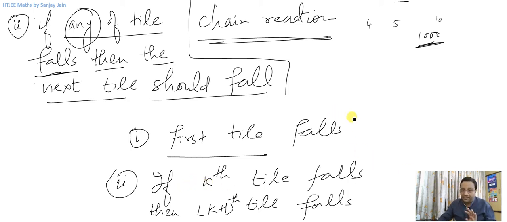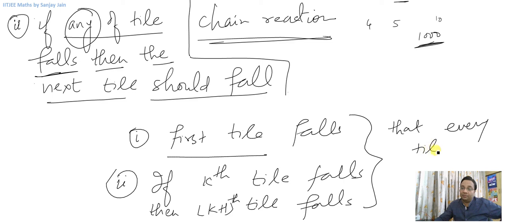So if I can tell you these two things, or if I am able to prove or observe these two things, then I can make a general statement that every tile will fall. Every tile falls, or this chain reaction will happen, right?